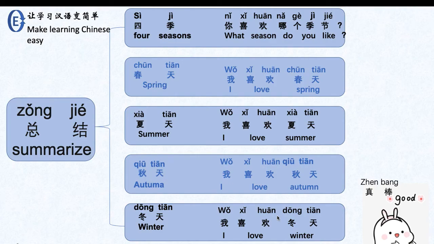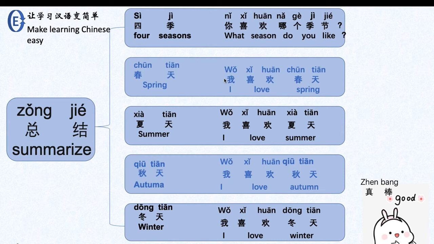Okay, let's make a small summary and practice. When you meet a foreigner or a Chinese native speaker and you want to ask him what season he likes, you could ask in Chinese: 你喜欢哪个季节? It means what season do you like? 哪个 means which one. 你喜欢哪个季节?